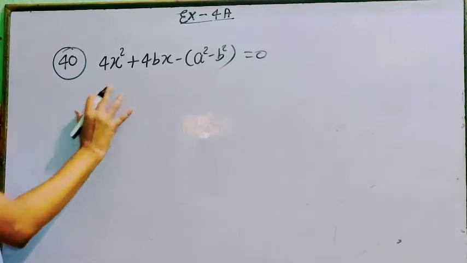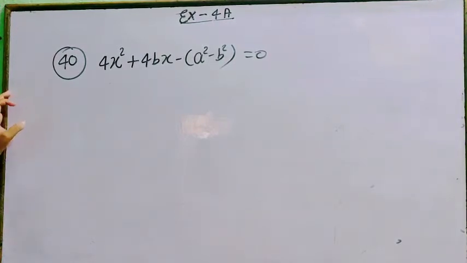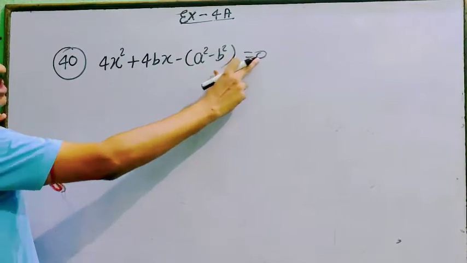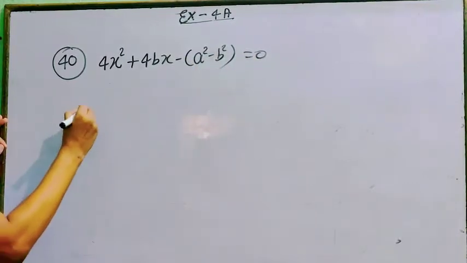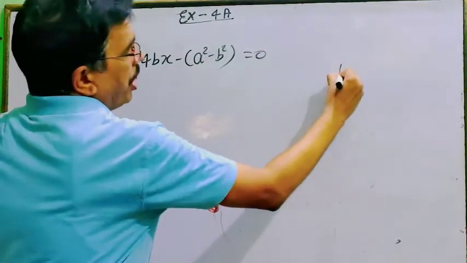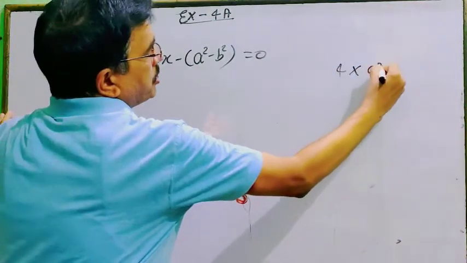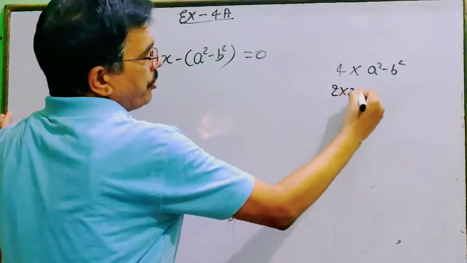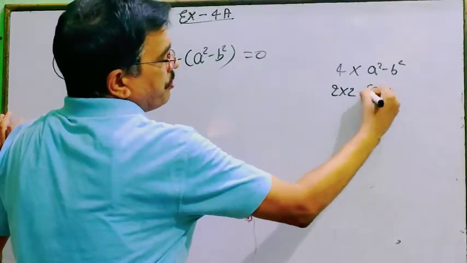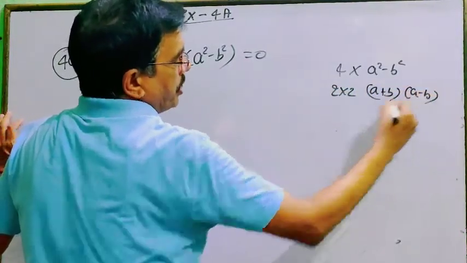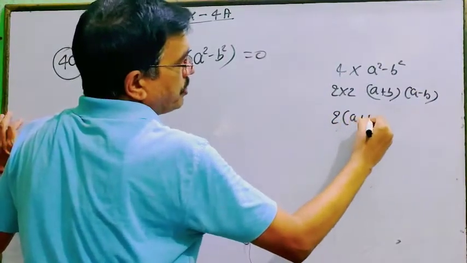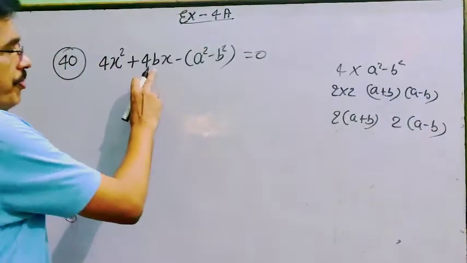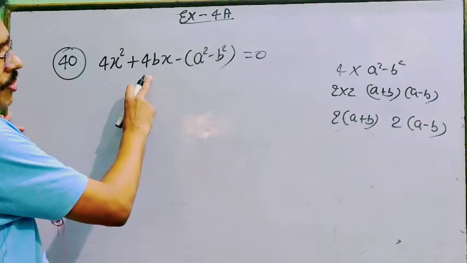Dear student, now change from here: 4x² + 4bx − a² − b² = 0. First, it is 4 multiplied by a² − b². So it is 4; you write 2 into 2, and this is (a + b)(a − b). Then one factor is 2(a + b) and the other is 2(a − b). You need 4bx, and + 4bx.